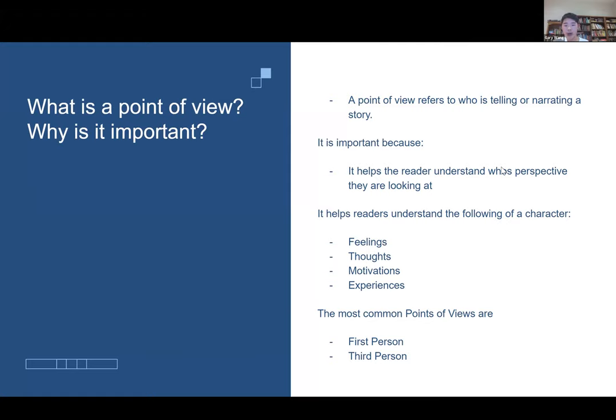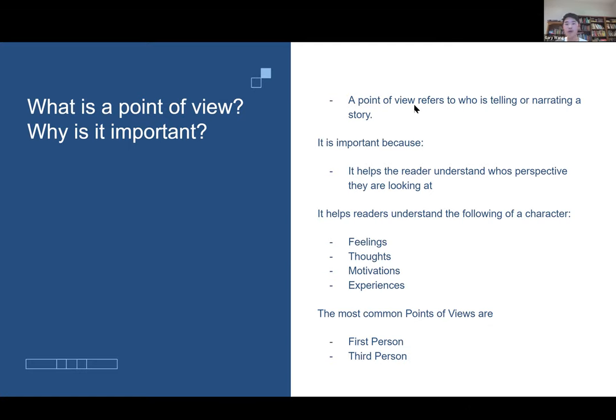And so it helps the readers understand the following of a character because it helps them understand their feelings, their thoughts, their motivations, and their experiences. So it helps us realize what they're feeling because they can say, "I feel sad today," which helps us understand, oh, he feels sad, or "John feels sad today." Or it can also help with "John is thinking he wants to get some hamburgers," or "I was thinking I want some hamburgers." So it helps with the thoughts as well as motivation.